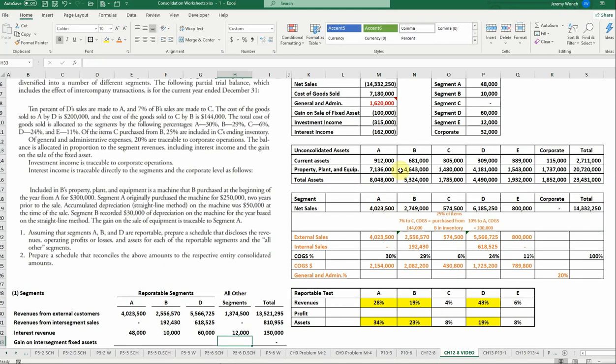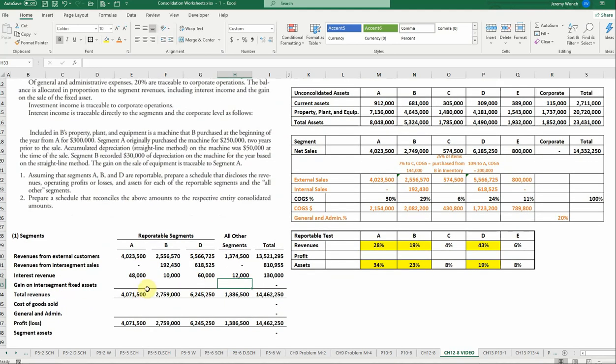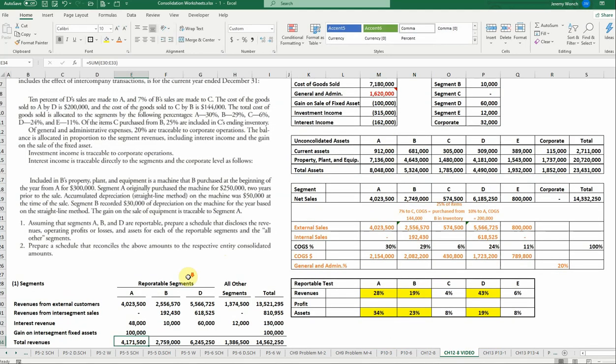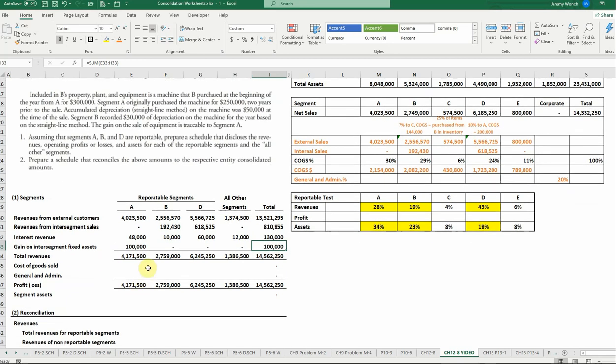So the next bit of revenue tells us that we have a $100,000 gain on the sale of fixed asset. And so down here in the note, it says that B bought property from A. So A is the one that sold it, so that means A is the one that recognized that intercompany sale. And we're going to show that as a positive number. All right, so now we have the total revenues by segment.